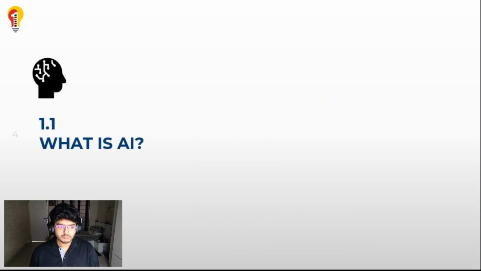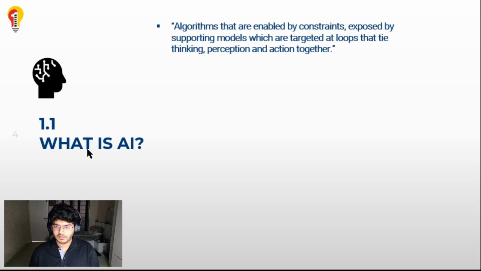So, take a moment here and try to think what artificial intelligence means to you. I'll wait. So, what do you imagine? What do you think AI is? Okay. So, I'll give you the definition. So, the technical definition is algorithms that are enabled by constraints exposed by supporting models, which are targeted at loops that tie thinking, perception, and action together. You certainly did not imagine this, did you?